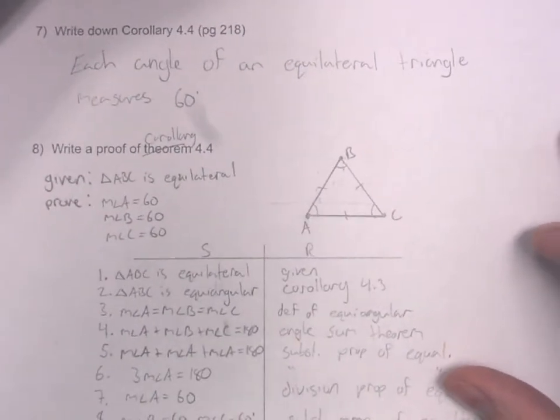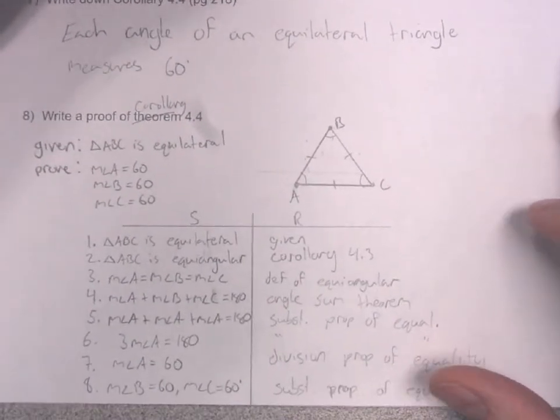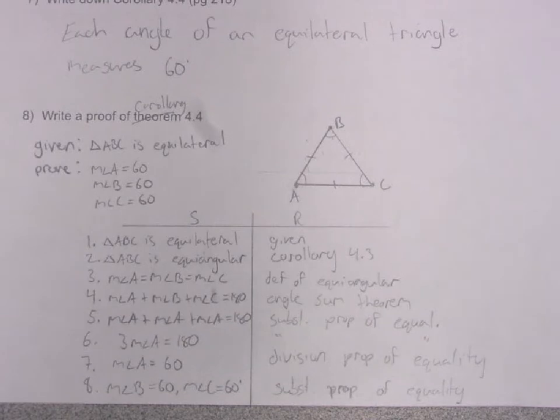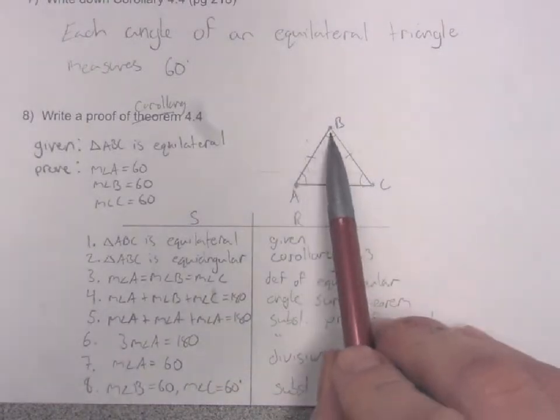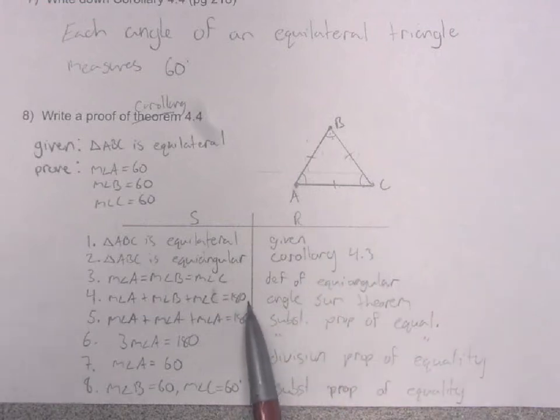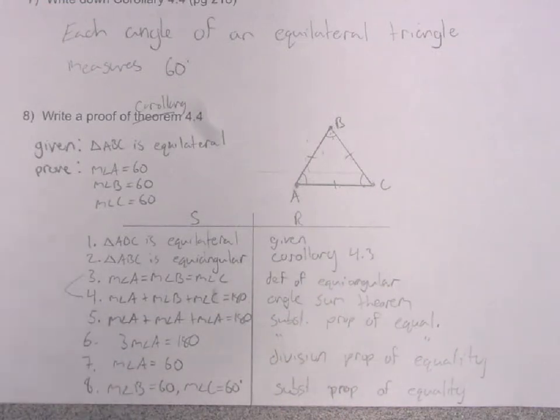Okay, that's called the angle sum theorem. We proved that early last week. So the measure of angle A plus the measure of angle B plus the measure of angle C has to equal 180. So these two ideas are really important here, and we're basically going to combine them into step 5.